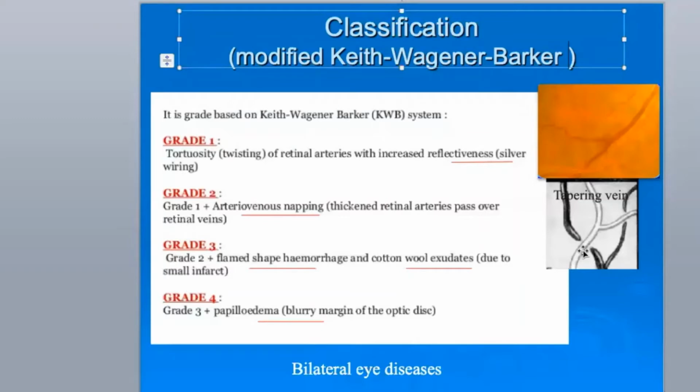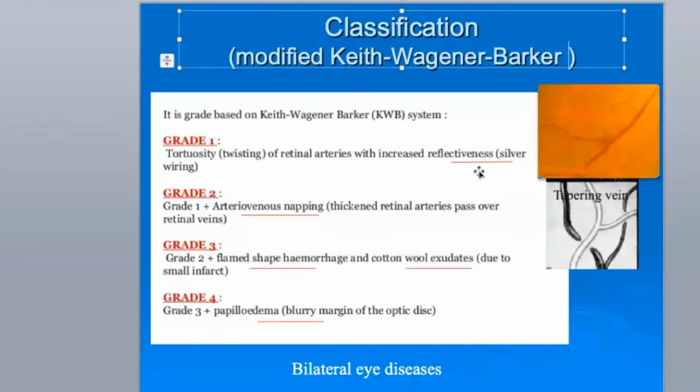Vein is always soft, non-bulk, right? So they can compress on the underlying vein. The thicker the artery, the more compressed the vein would be. So what happens is it will cause what we call a tapering of the vein. That is when you get AV nipping. All right, that nipping, the nip. Okay, it's nipping, not napping. It's nipping. Salah hija tu.